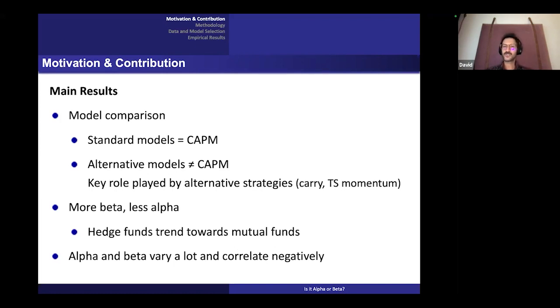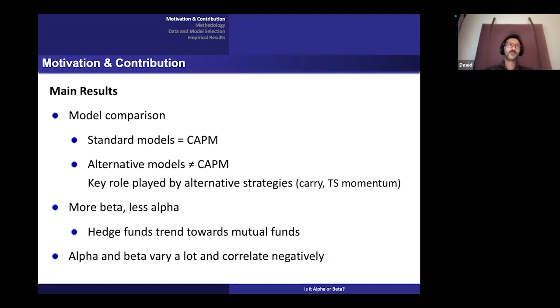So you see that there is a strong shift of the alpha distribution to the left, so towards zero. So those factors seem to capture part of the performance. So what you observe is more beta and less alpha with those factor models. And so it completely changes the narrative as compared to using the standard models.